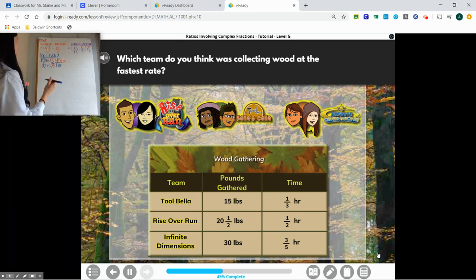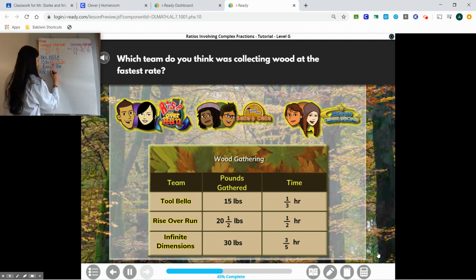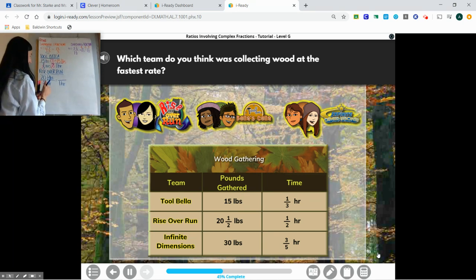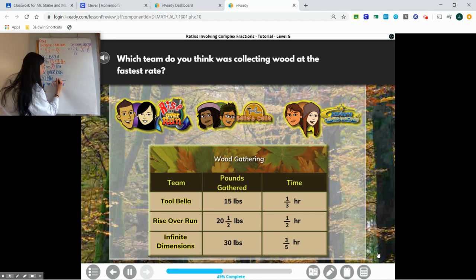Now, the next one, we have rise over run. They have 20 1/2 pounds per half hour. Wow, look at that complex fraction. Isn't it beautiful? All right, so remember, we want a 1 in our denominator. What's our reciprocal of 1/2? 2 over 1, which is the same as 2. So we have to do 20 and 1/2 pounds times 2.